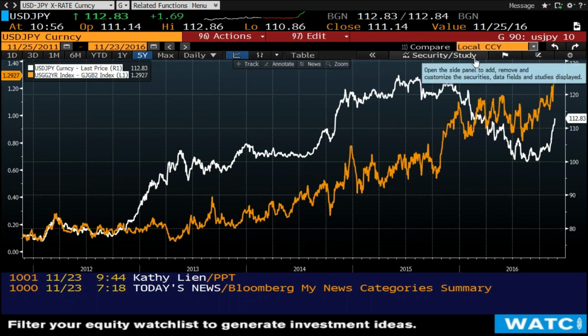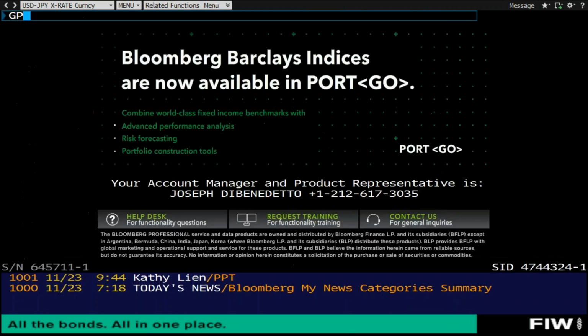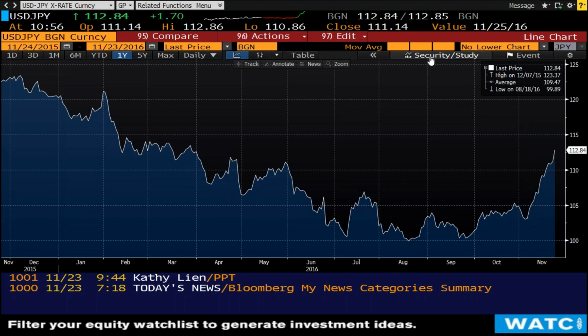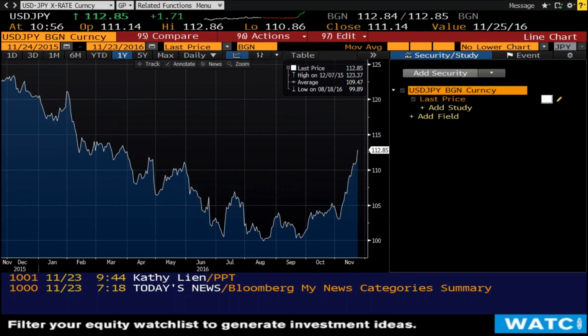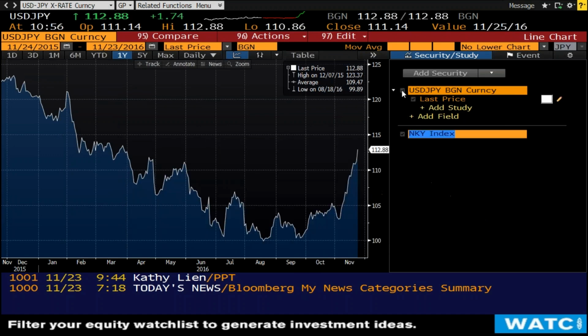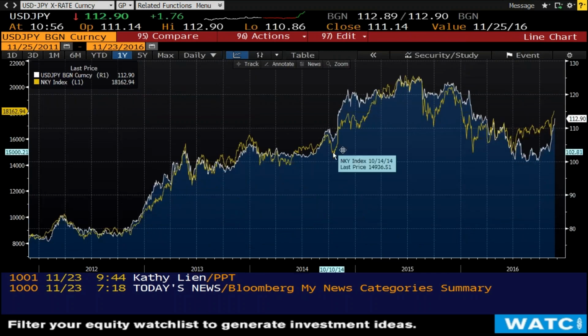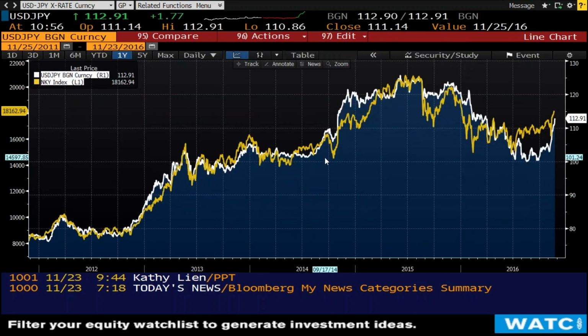Also, very strong correlation between dollar yen and the Nikkei. But I think it actually works the other way, where when dollar yen rises, the Nikkei rises because the weakness of the yen is good for Japanese companies. But sometimes when we have a big move in the Nikkei, that can also affect how dollar yen trades. So this is a 5-year chart. The yellow line is the Nikkei. The white line is dollar yen. And you can see very strong correlation between these two different instruments.